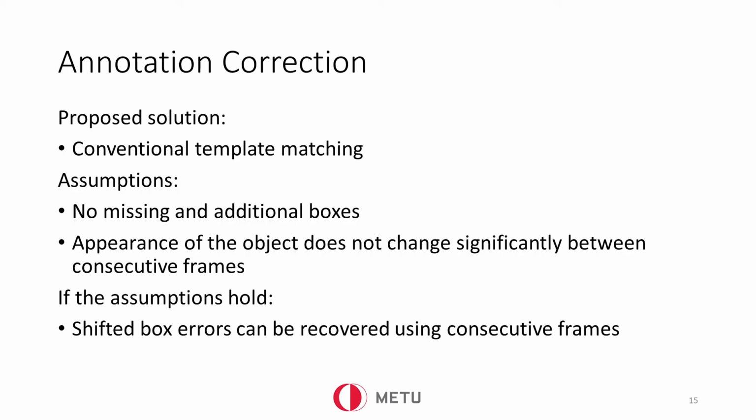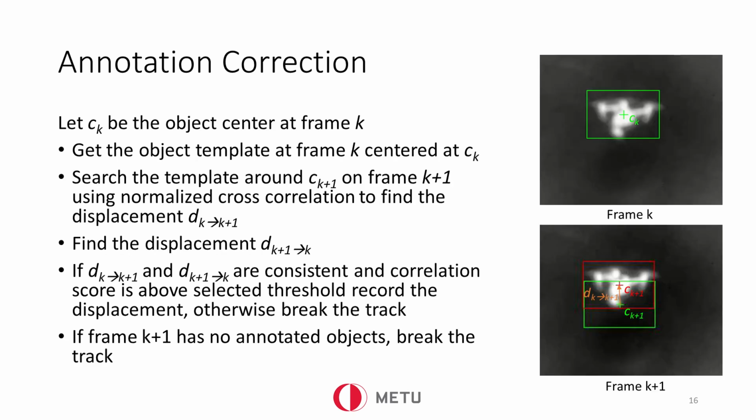So, to correct shifting boxes, we have proposed a conventional template matching solution. We have two assumptions. There are no missing or additional boxes, and there is no significant change for the object appearance in the consecutive frames. Let me explain our algorithm.